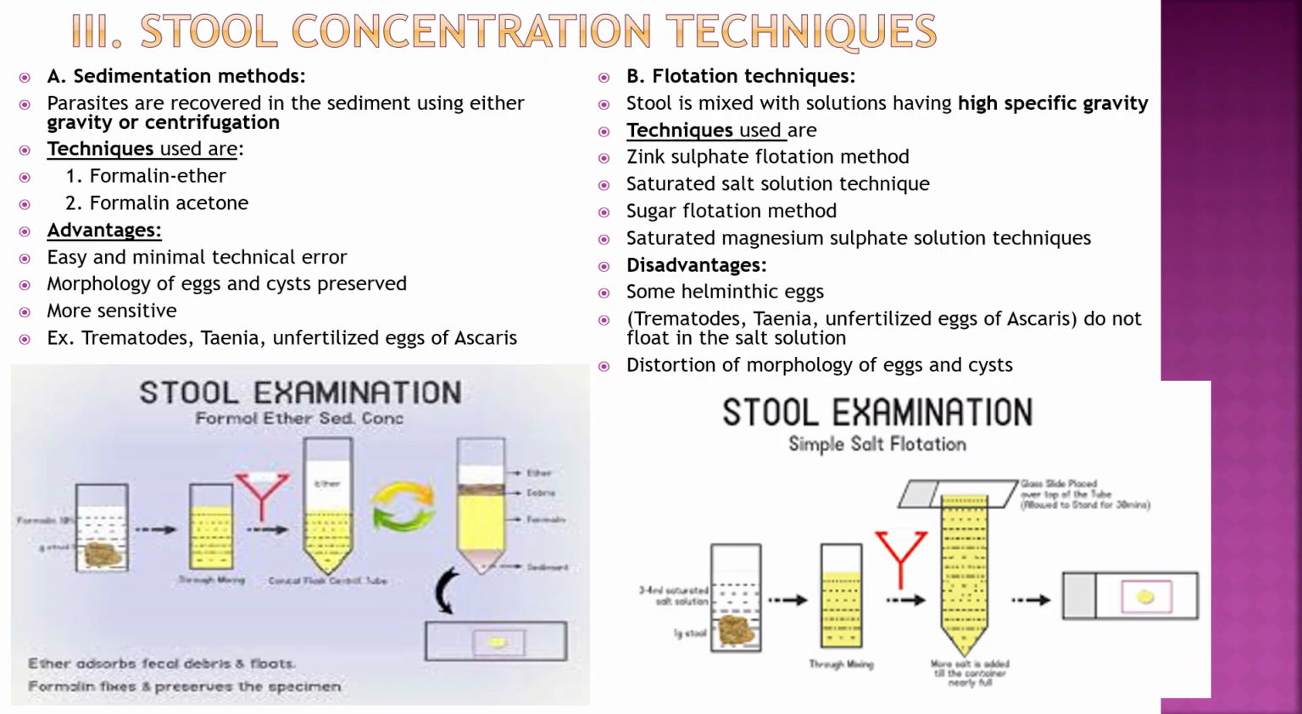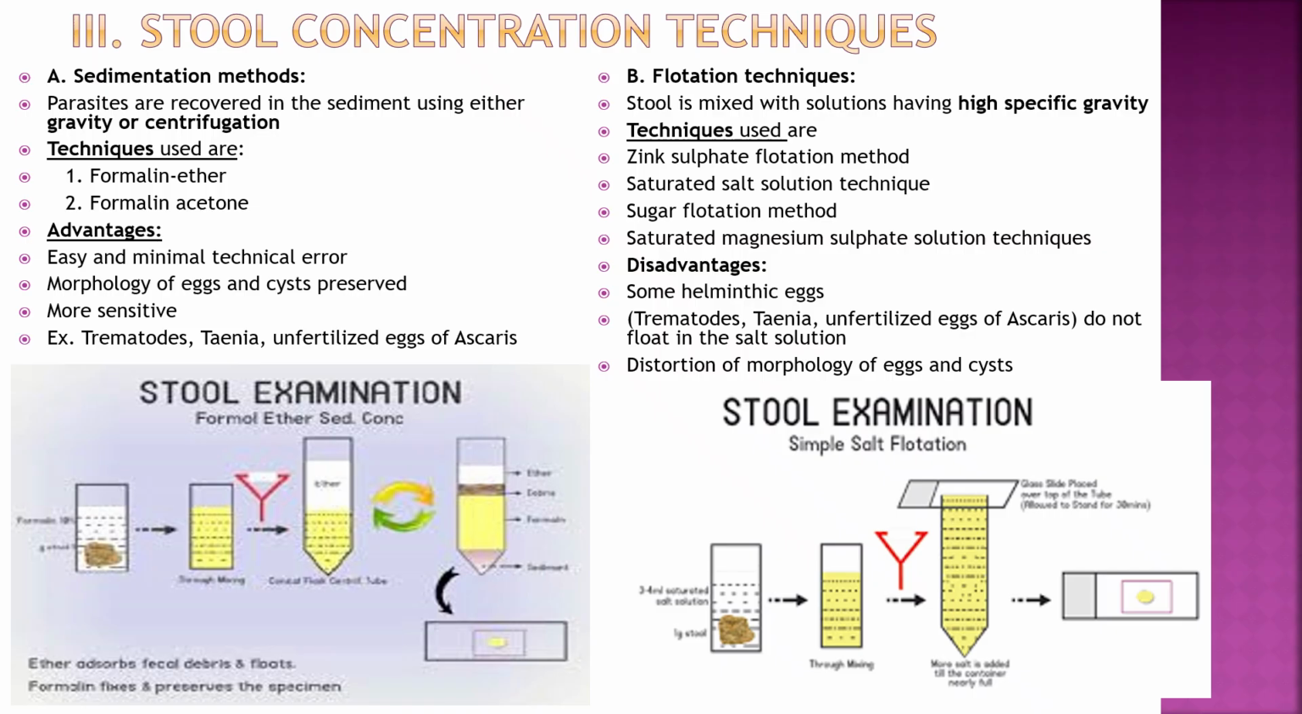When eggs, larvae or parasites are very few in number, then concentration techniques are used. First is the sedimentation method and second is the flotation method. In the sedimentation method, the parasites are recovered in the sediment using either gravity or centrifugation. The techniques used are formalin ether or formalin acetone. The stool sample and these reagents are taken in a centrifuge tube, then it is centrifuged and the deposit is taken. In that we can find the morphology of the parasites. The advantages of the sedimentation method: it is easy and there is minimal technical error. Morphology of eggs and cysts is preserved and it is more sensitive.